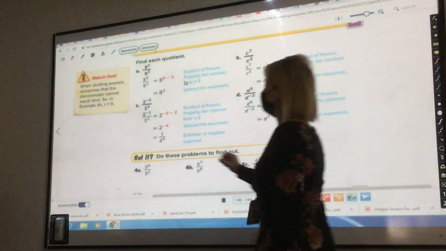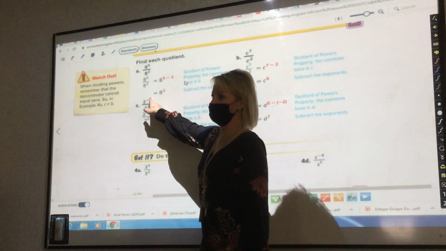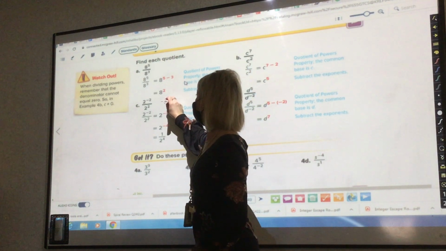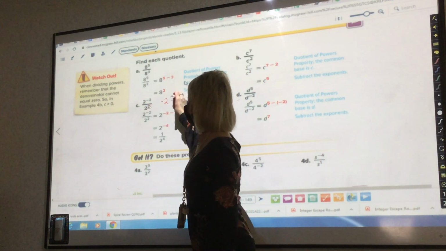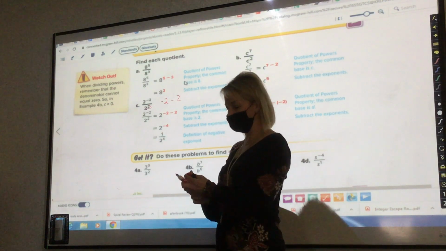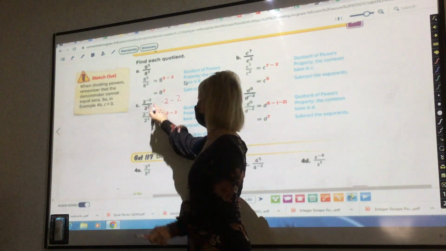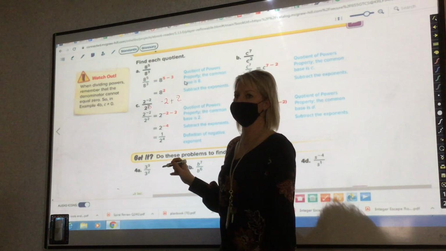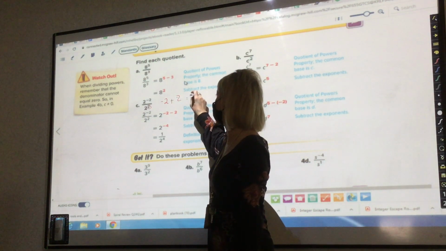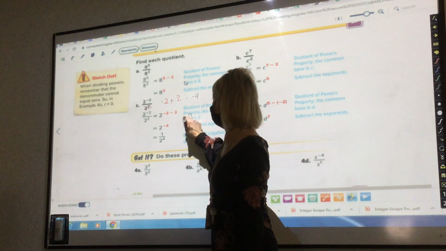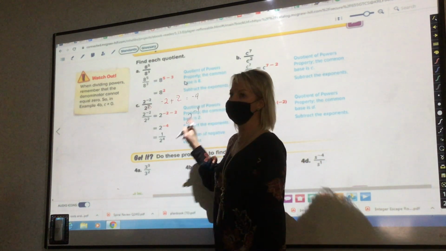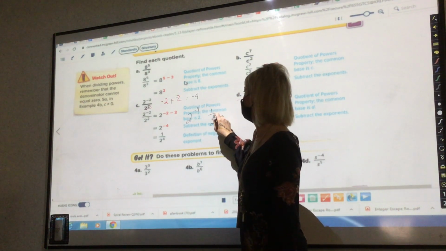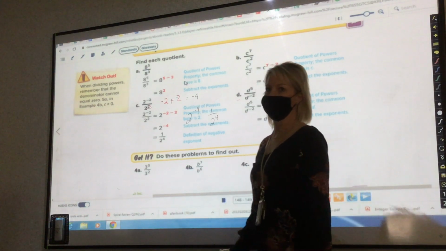So if I have 2 to the negative 2nd divided by 2 squared, it's a negative 2 minus 2. The rule of integers, you keep, change, so I'm really just adding 2 negatives. So a negative 2 plus a negative 2 would be a negative 4. So it'd be 2 to the negative 4th, but I don't want to leave it as a negative exponent. So it'd be 1 over 2 to the 4th. Do you see how I got that?